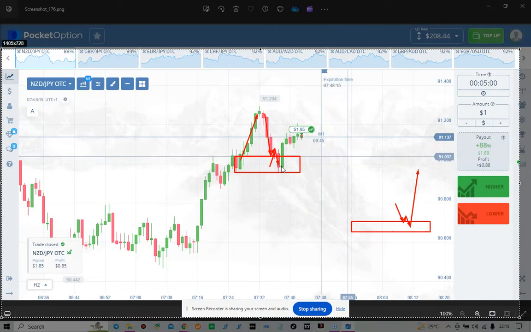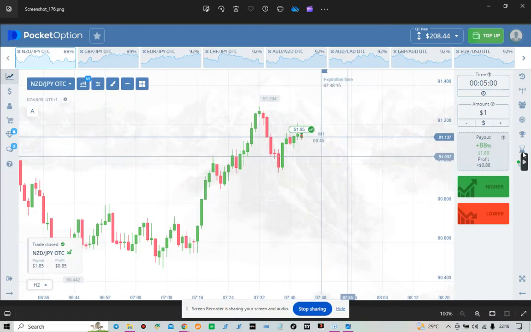The buyers enter immediately. So when I see this kind of pattern and the market has not yet broken the order block, it's still inside the zone. That is why I go with buyers with a 5 minute expiry time. Okay, so the market went up for the 5 minute expiry time. That is the first trade. Okay, here is the second trade.